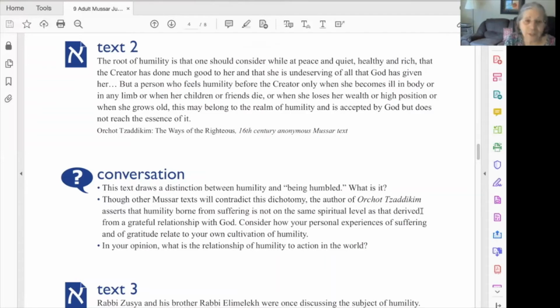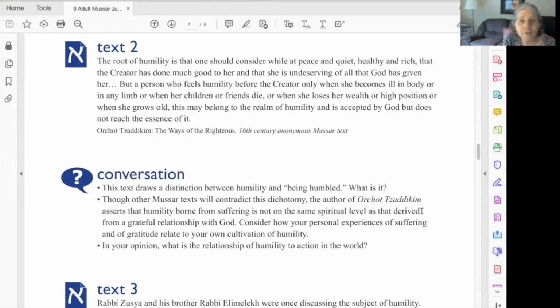A very interesting text to explore comes from an anonymous Mussar text, Chovot Tzadikim, called The Ways of the Righteous, but we don't know to whom it is attributed. The root of humility is that one should consider, while at peace and quiet, healthy and rich, that the Creator has done much good to her, and that she is undeserving of all that God has given her.